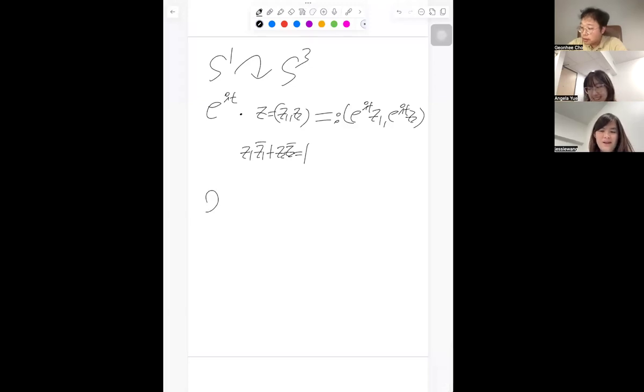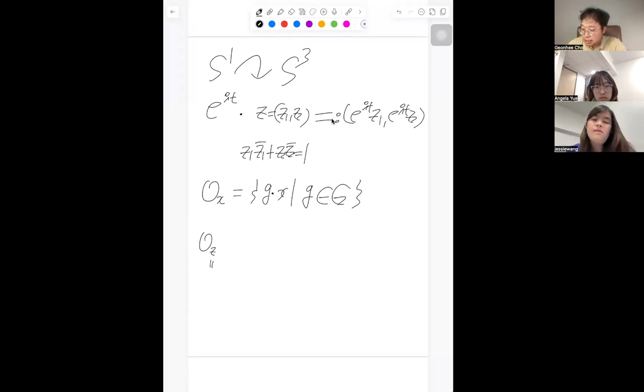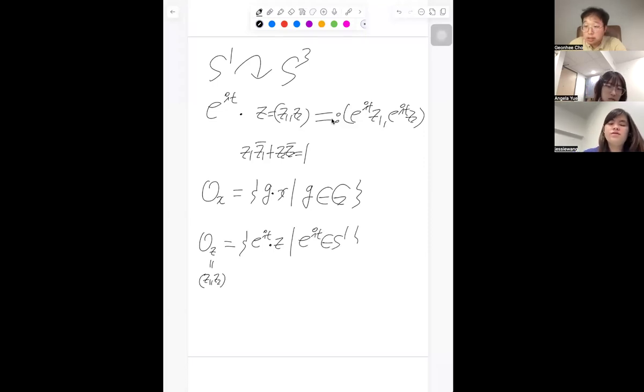So also, O sub x, but let me try to be a little bit more fancy because now we are learning mathematics. O sub x, but this is the correct notation. So it says g dot x, and this g is taken from this capital G. So now let me just change the notation. Let's just replace x by z. So this z consists of z1 and z2 in our context, right? So this means e to the it dot z, you agree? And this e to the it is taken from S1. I just copy. Do you agree?